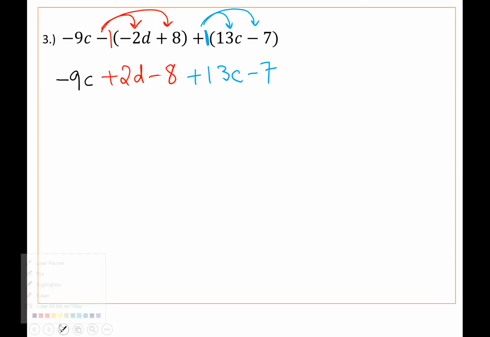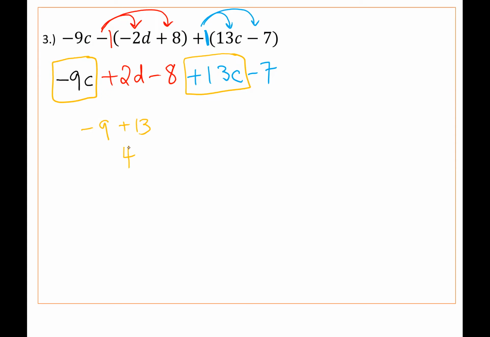Let's start with the -9c. Can we combine that with anything? Not with the 2d. Those are different letters. Not with the -8. Oh, over here with the plus 13c. Those terms both have the same letter. -9c plus 13c. So -9 plus 13. Those numbers have different signs, so we will subtract and keep the sign of the bigger number. 13 minus 9 is 4, and I'll keep the sign of the 13, which is positive. So I'm getting +4c when I combine those terms together. So 4c.